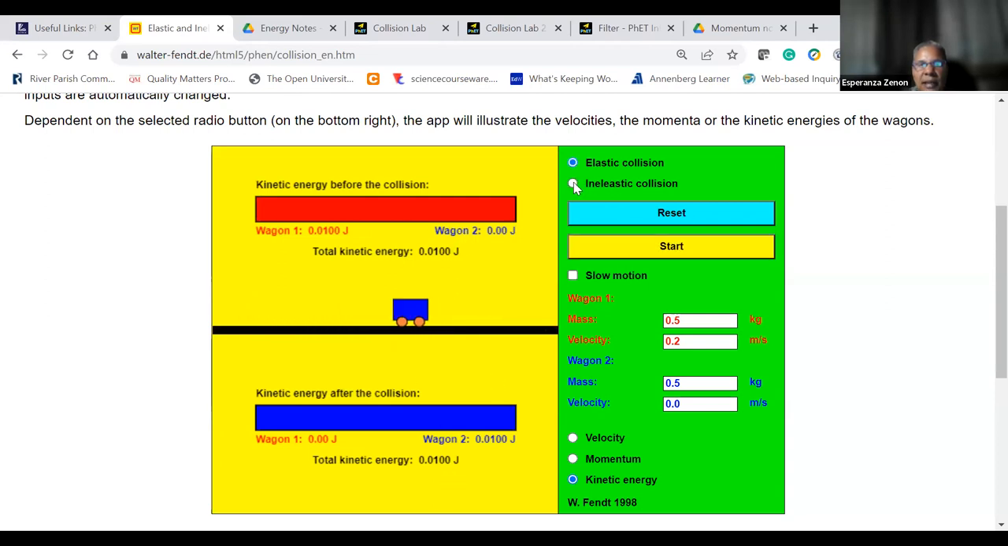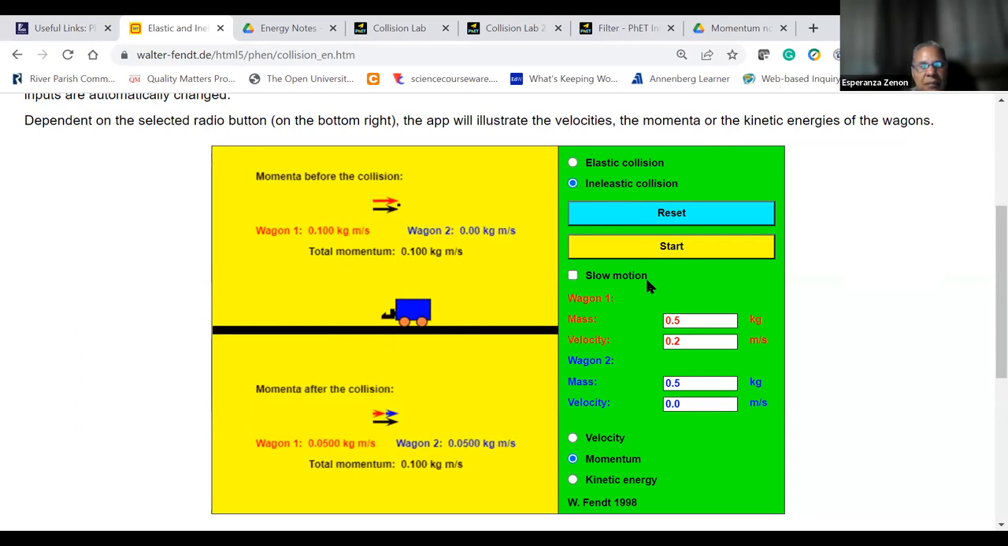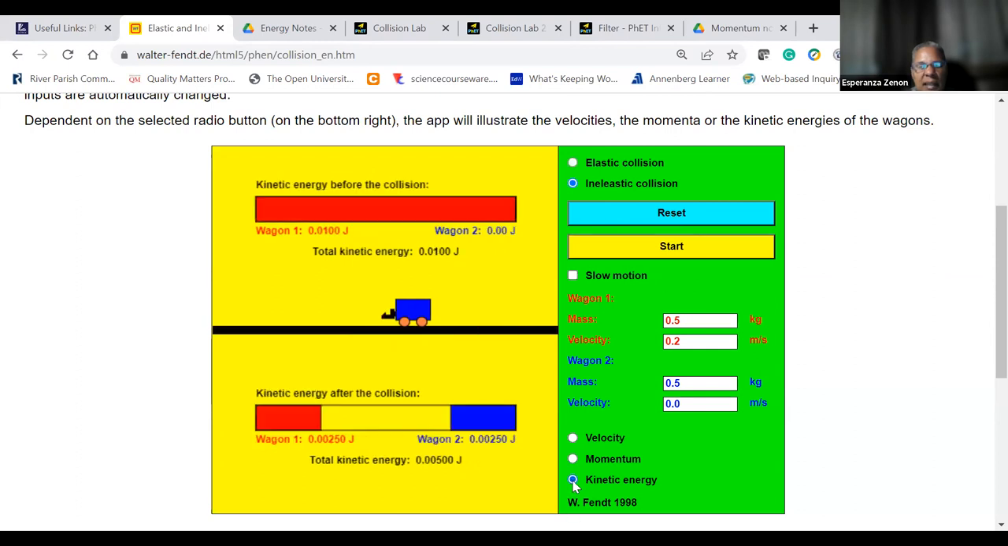But now let's reset it and do an inelastic collision. We can look at the momentum, okay? And we see that the total momentum is conserved. But now let's look at the kinetic energy. You see, we start with a certain amount, but we don't keep that. The gap in between represents the kinetic energy that's being lost during this inelastic collision.